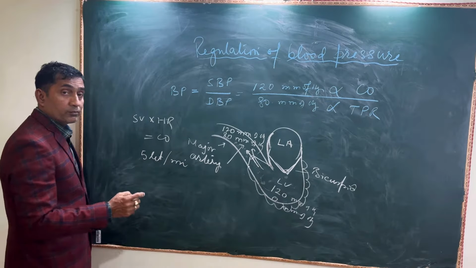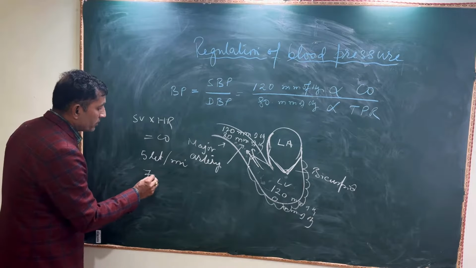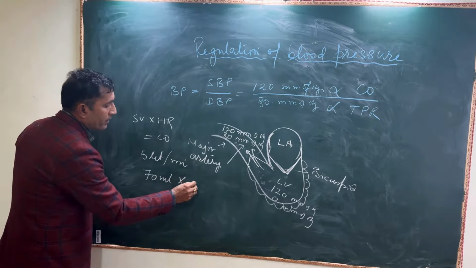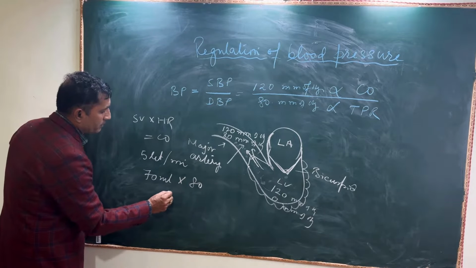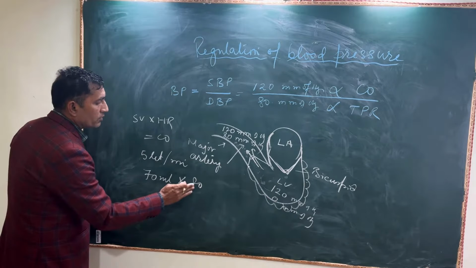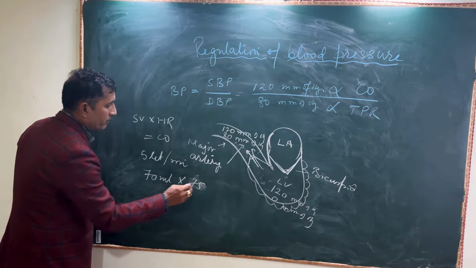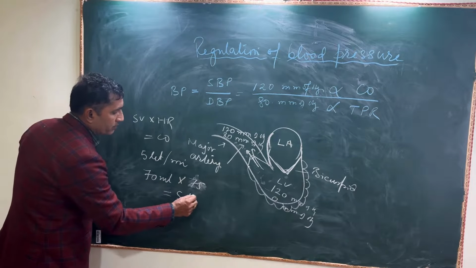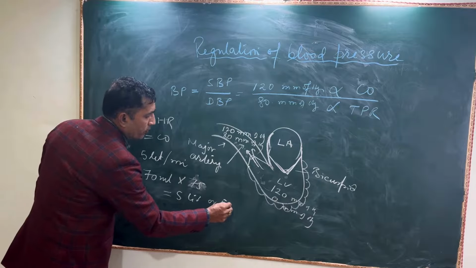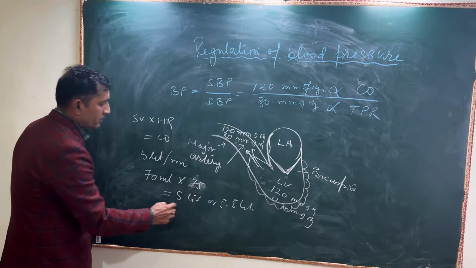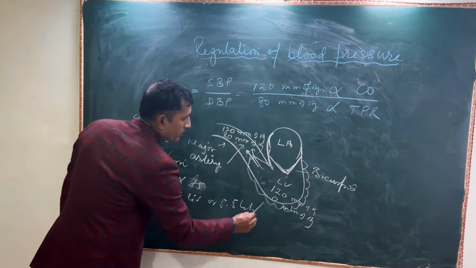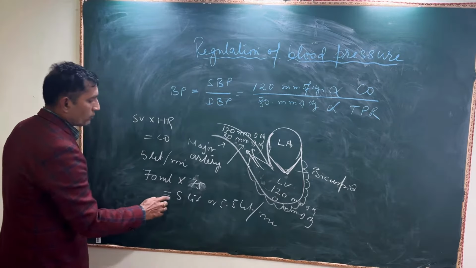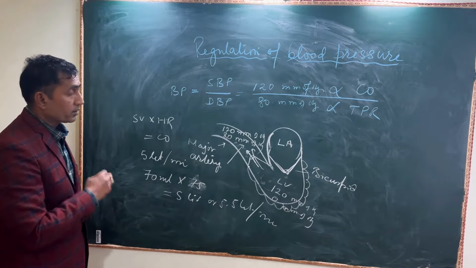If stroke volume is 70 milliliter and heart rate is 80, or if it is 75, then this becomes near about 5 to 5.5 liters per minute. That is the normal value of the cardiac output I am talking about.